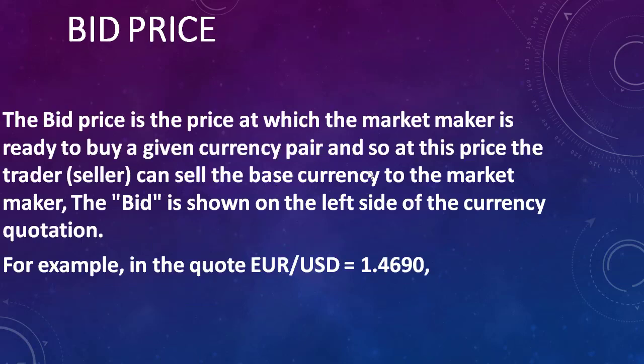What is bid price? Some traders don't know what bid price actually is. I want to explain in detail what bid price, ask price, and spread actually mean. Bid price is the price at which the market maker is ready to buy a given currency pair. So at that price, the trader, who is a seller now, can sell the base currency to the market maker, and the bid price is always shown on the left hand side of the quotation of a currency.